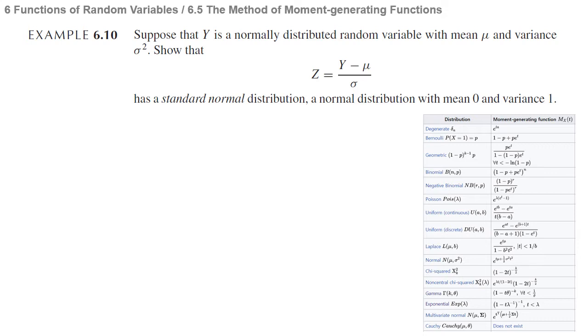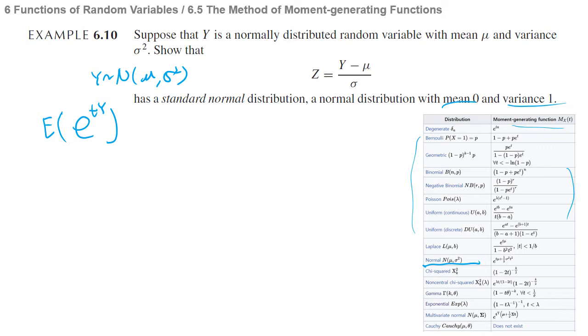Okay, let's try to solve Example 6.10. Suppose that Y is a normally distributed random variable with mean mu and variance sigma squared. Show that if we define Z as (Y minus mu) divided by sigma, it has a standard normal distribution, a normal distribution with mean 0 and variance 1. We already know well-known distributions and their moment generating functions, so we are assuming that we know these. What is the moment generating function for the normal distribution? It is the expected value of e to the tY, where Y follows a normal distribution with mean mu and variance sigma squared, while the standard normal distribution has mean 0 and variance 1.